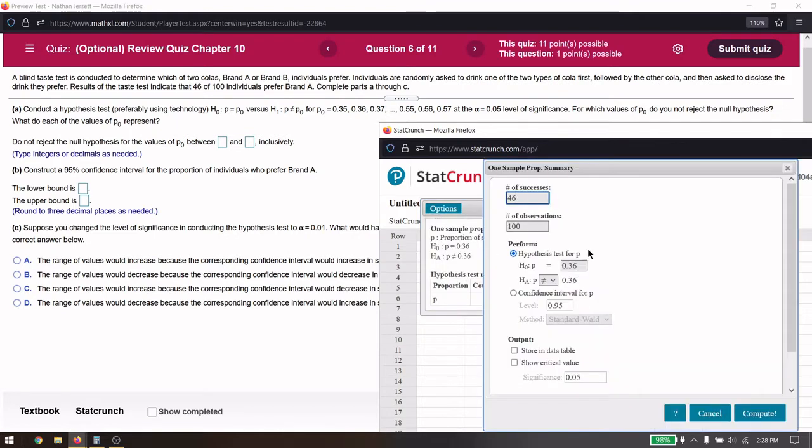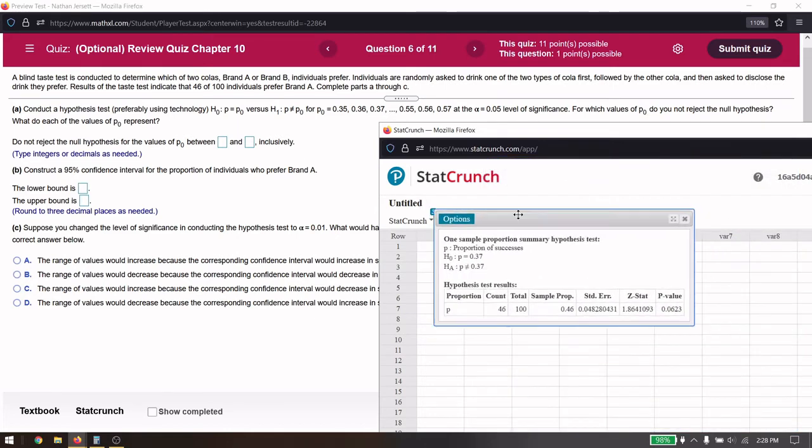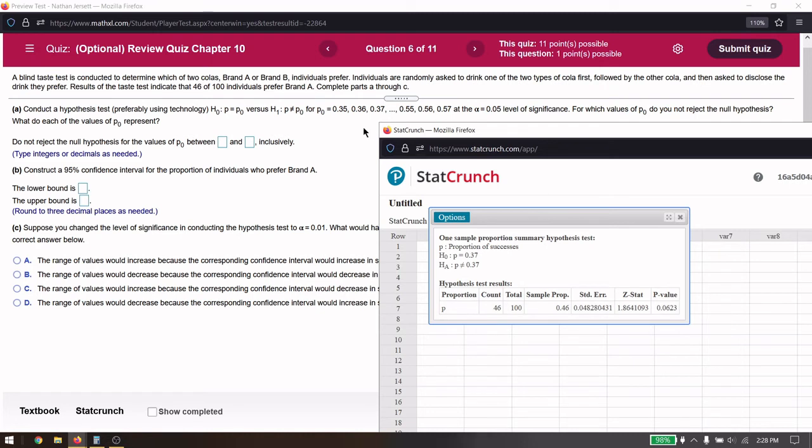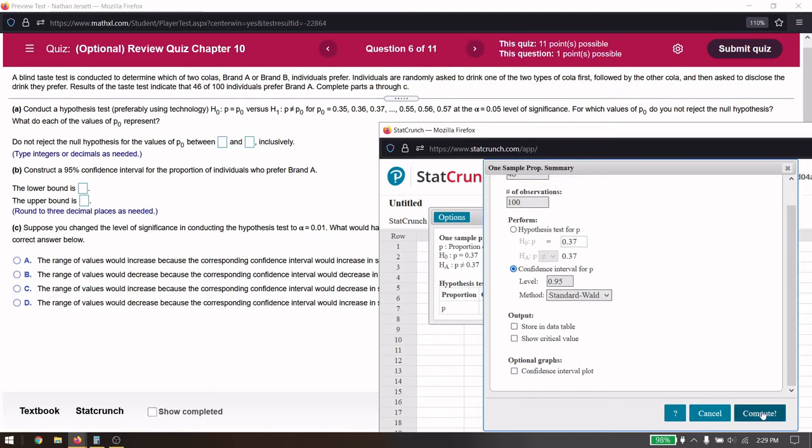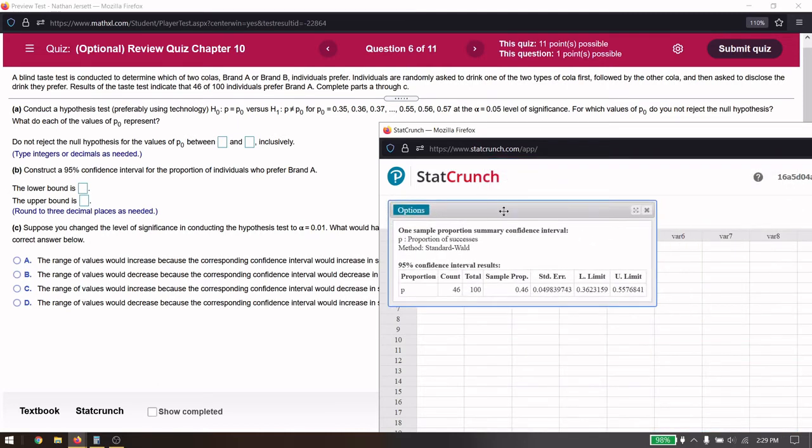The next one is 0.37. Compute. And here we have a p-value of 0.06. That's higher than the alpha level of significance. Therefore, we do not reject 0.37. And you continue all the way through. Now, alternatively, what you can do is look at this thing, and instead of doing a hypothesis test, you do a confidence interval. And the confidence interval, if it's set to the level of significance, will show you what values will be between them.